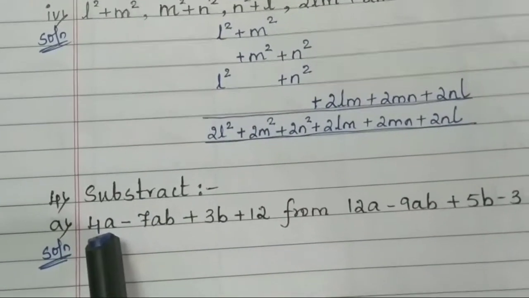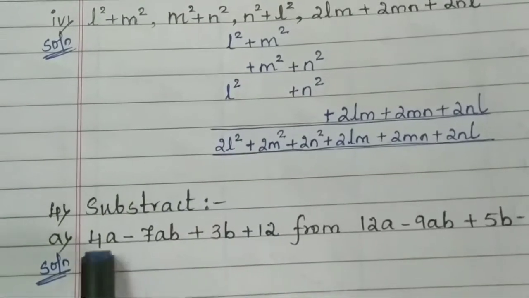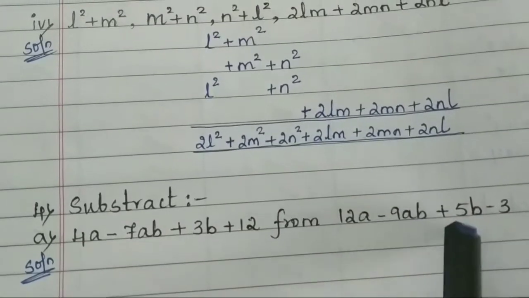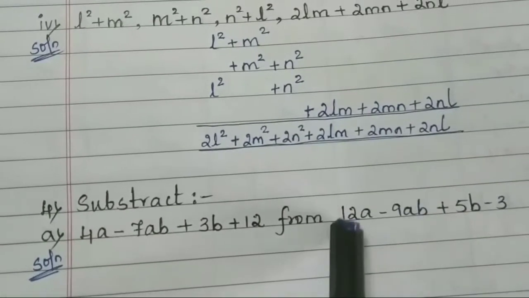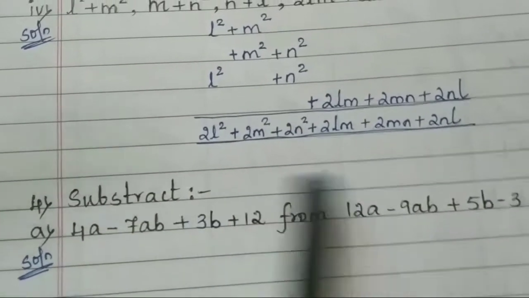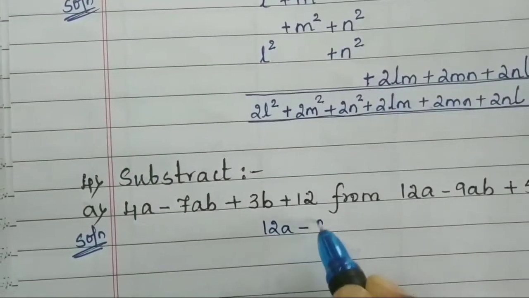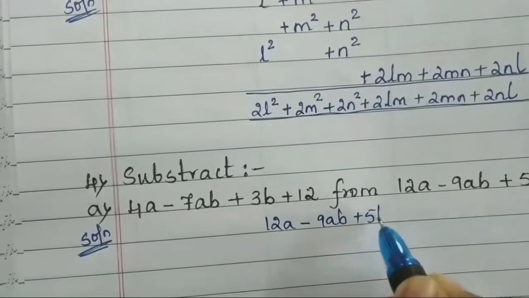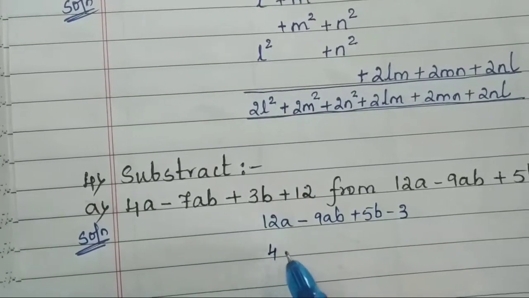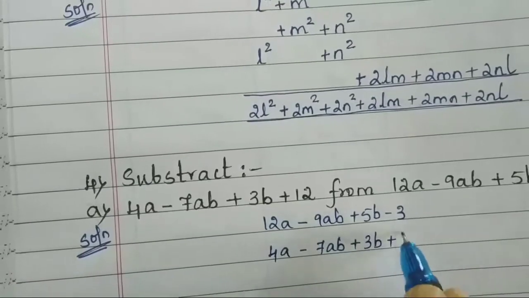As you can see here, the question is 4a minus 7ab plus 3b plus 12. We have to subtract this expression from 12a minus 9ab plus 5b minus 3. So while writing, we have to write this expression first and subtract this expression from it. So first we will write 12a minus 9ab plus 5b minus 3. In this we have to subtract 4a minus 7ab plus 3b plus 12.